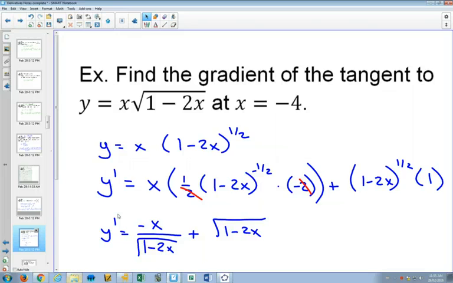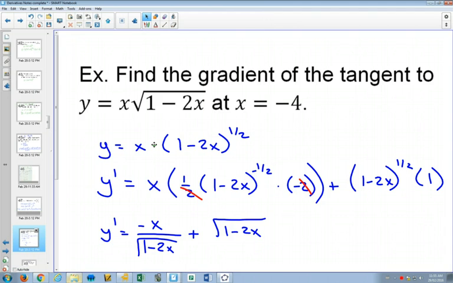Here's our next function. So first of all, did you take the 1 minus 2x and change it to a half? And then here is our product. Function 1 is just x. Function 2 is that 1 minus 2x to the half. So part of what you're practicing is just recognizing where is my first function multiplied by my second function.